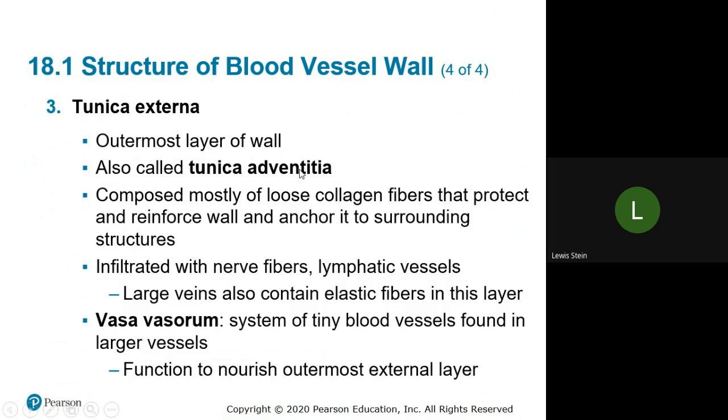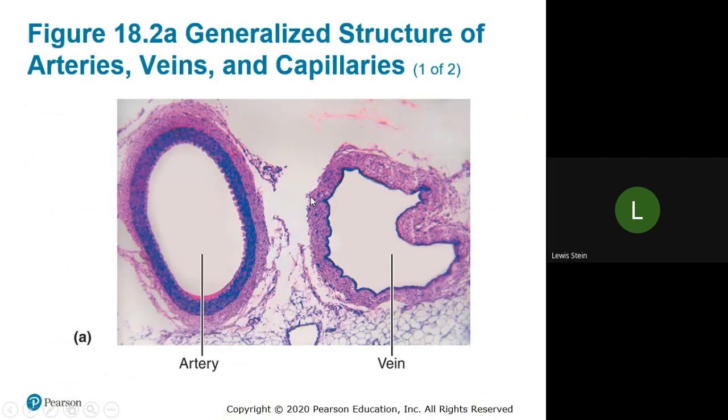The externa, sometimes called the adventitia, has collagen fibers, reinforcing, anchoring. You have to have vessels that supply the vessels, particularly the large ones. They've got a fancy name called vasa vasorum. Nerves have one called vasa nervorum. And it's just the Latin for vessels feeding vessels or vessels feeding nerves. You'll see this a lot.